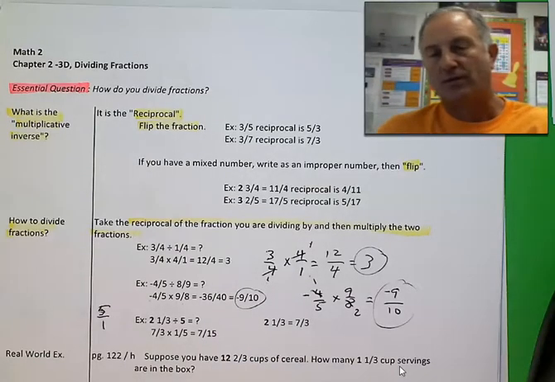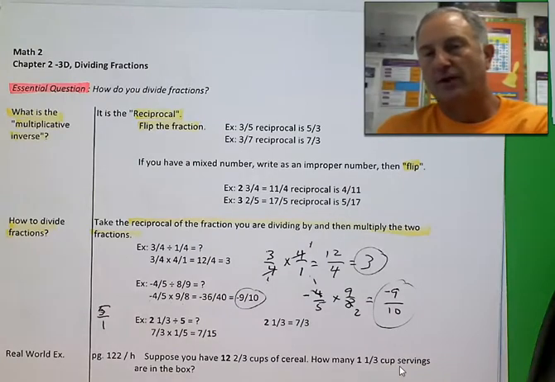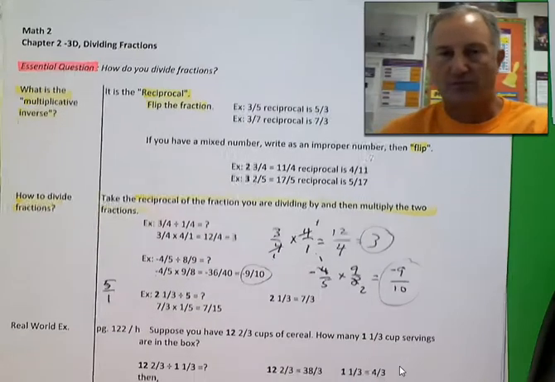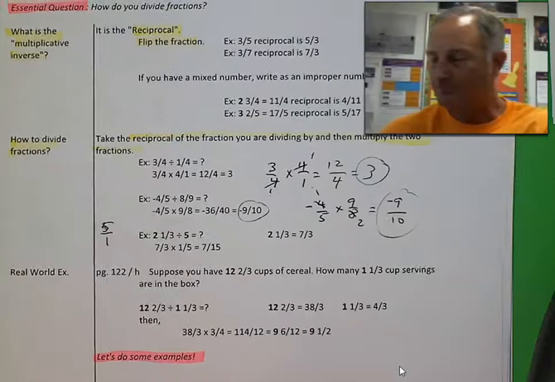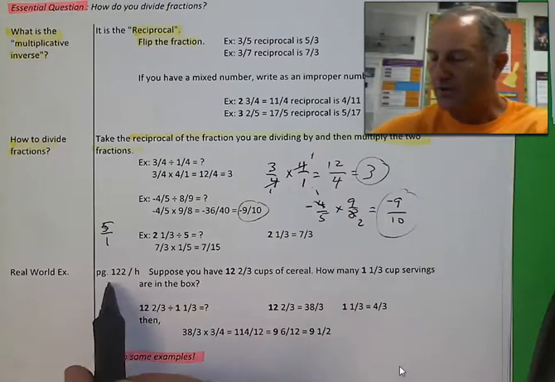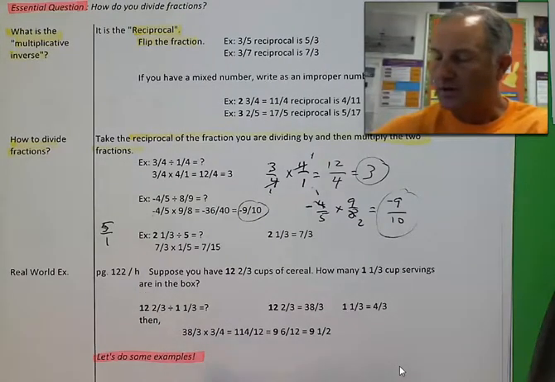So when dividing fractions, change all your mixed numbers to improper fractions. Take the first number divided by the second. You're going to change division to multiplication and take the reciprocal of the second number, the number that follows the division. Real world application here on page 122, H.